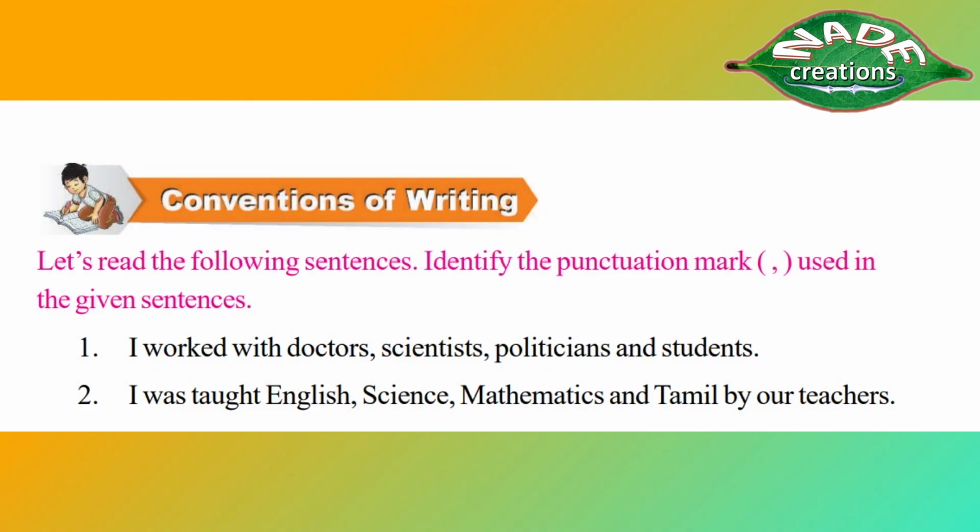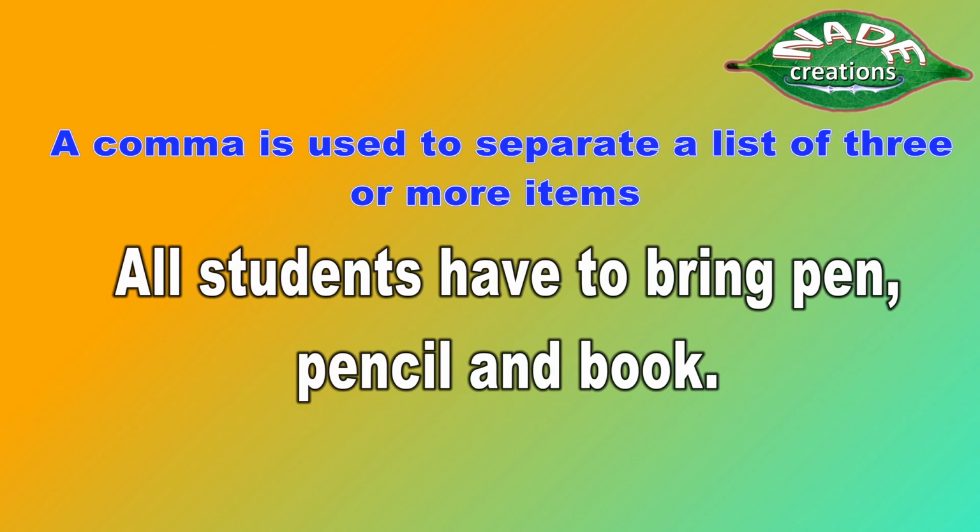Read the sentences. Identify the punctuation mark, comma, in the sentences. I worked with doctors, scientists, politicians, and students. I was taught English, science, mathematics, and Tamil by our teachers. Observe the commas used in the sentences. A comma is used to denote a pause. A comma is used to separate a list of three or more items. Example, all students have to bring pen, pencil, and book.